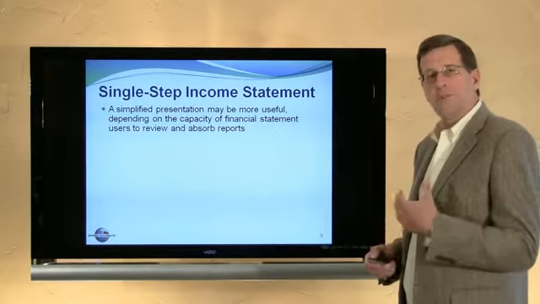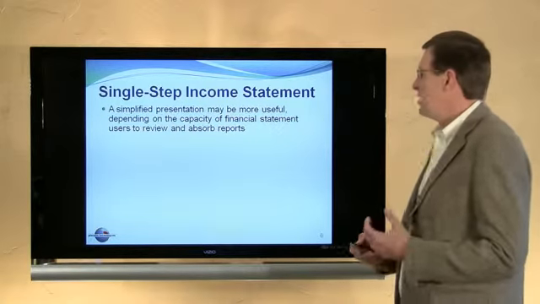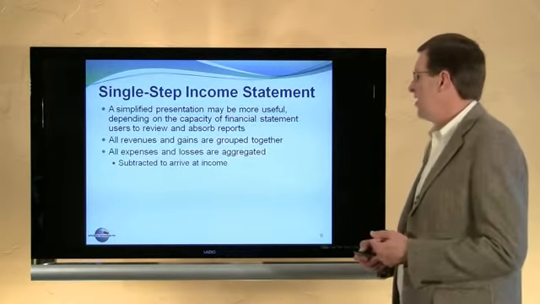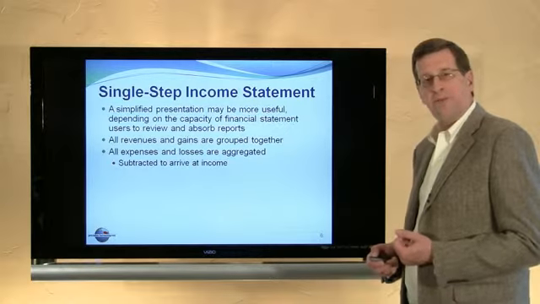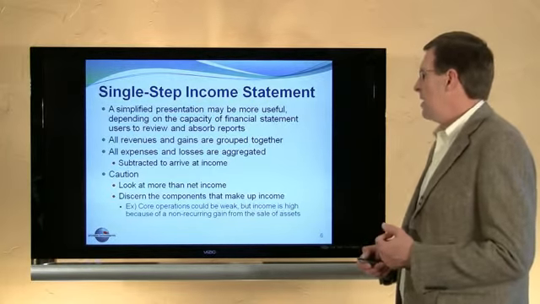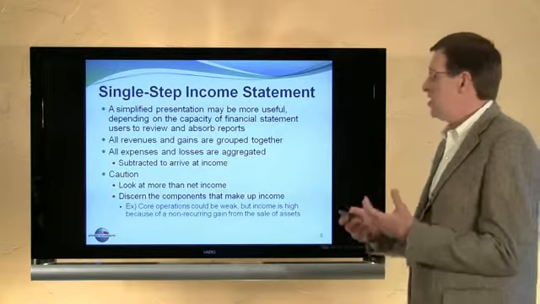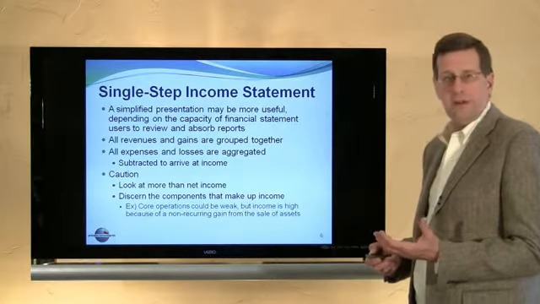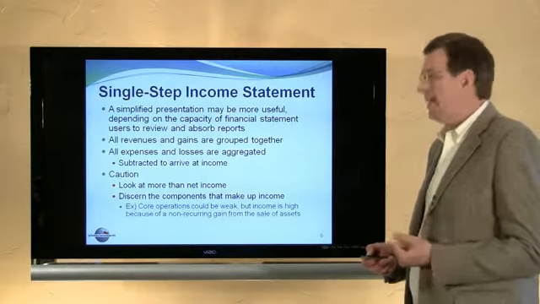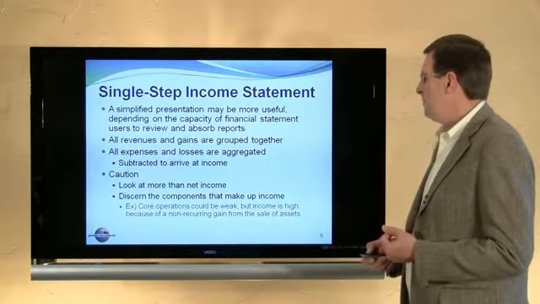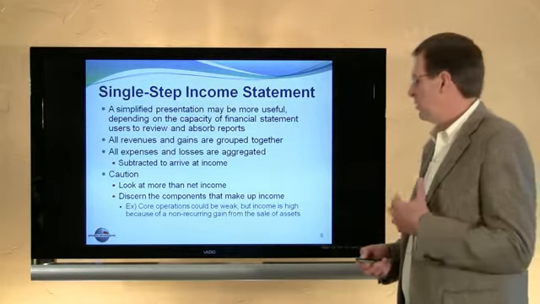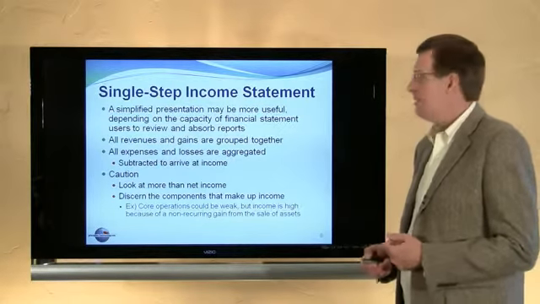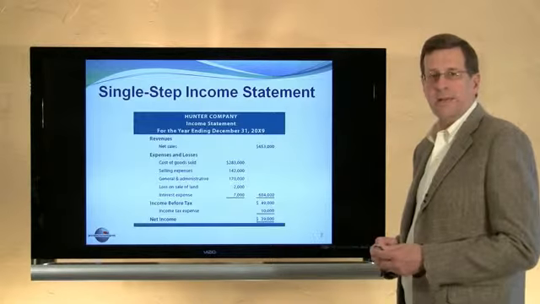A single-step income statement is a simpler presentation. It may be more useful in terms of allowing a novice financial statement user to see exactly the bottom line effects by categories. We put all revenues and gains together, we group all of our expenses together, and we subtract one from the other to arrive at net income. However, when you look at a simple presentation or a single-step income statement, one needs to be very careful. The bottom line net income that most people focus on may not be fully revealing the nature of the operations. You may not be able to fully discern the components that make up operations, what's core and ongoing, and what's maybe an incidental or non-recurring type event. So great care needs to be taken in interpreting a single-step income statement.